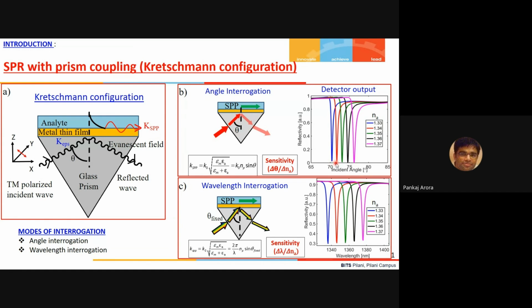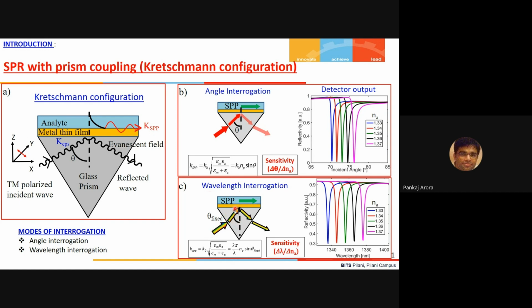And if I'm defining a sensor, there should be some sensing parameters. The first parameter we come across for a sensor is sensitivity. For angle interrogation, the sensitivity is how much the change in the angle, delta theta, is with respect to how much the change in the index, delta Na. So delta theta divided by delta Na would be the sensitivity under the angle interrogation.